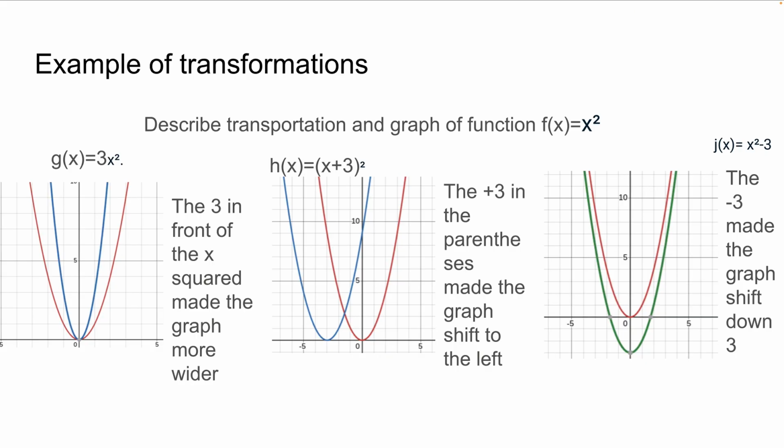Yeah. So let me try to explain this again. For the middle function, since the 3 is inside the parentheses, it's going to shift it to the left. If it was a minus 3, it would have shifted to the right. Now, on the third function, j of x equals x squared minus 3, since there are no parentheses, we use that number outside the parentheses to move the graph up and down.